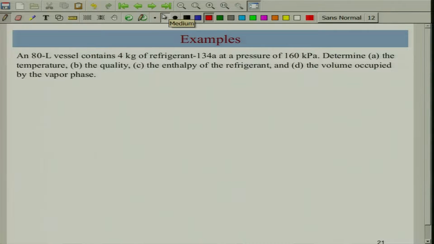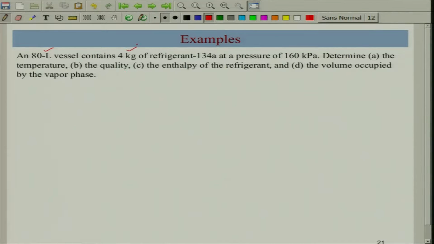Now, similarly, you can do another example, but in this case you can consider a refrigerant. Without solving this, I am just going to read it out here. For example, an 80 liter vessel contains 4 kg of refrigerant 134A at a pressure of 160 kPa. Determine the temperature, quality, enthalpy of the refrigerant and the volume occupied by the vapor and liquid. Essentially what is given is the total volume. You can convert this into meter cube.